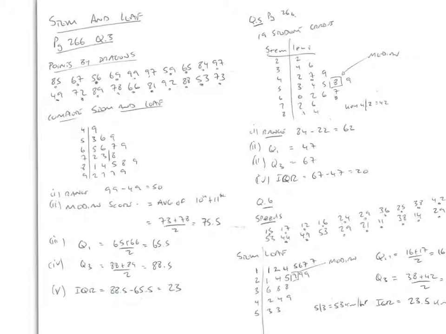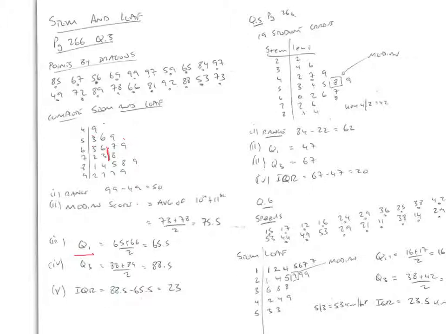Now find the lower quartile Q1. Okay, well, I've an even number here, so I draw my line between the 10th and the 11th, and I see that I've 1, 2, 3, 4, 5, 6, 7, 8, 9, 10 pieces of data to the left of the line. So my lower quartile is the average of the 5th and 6th.